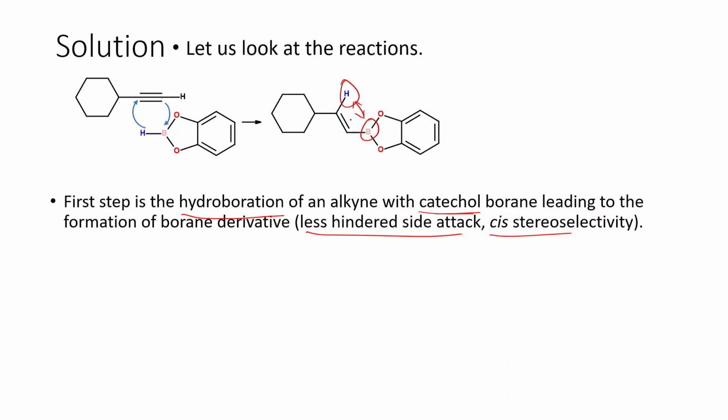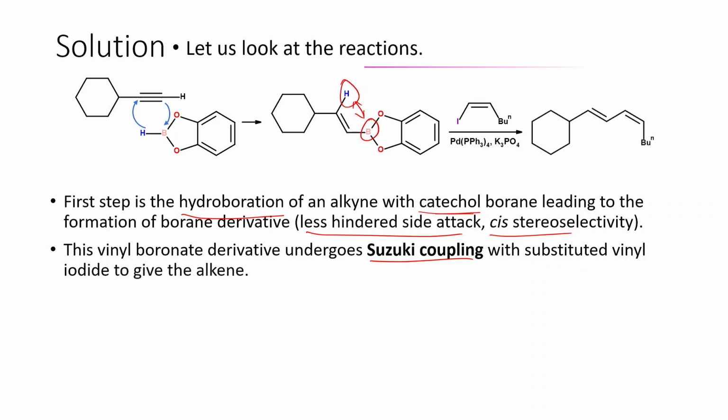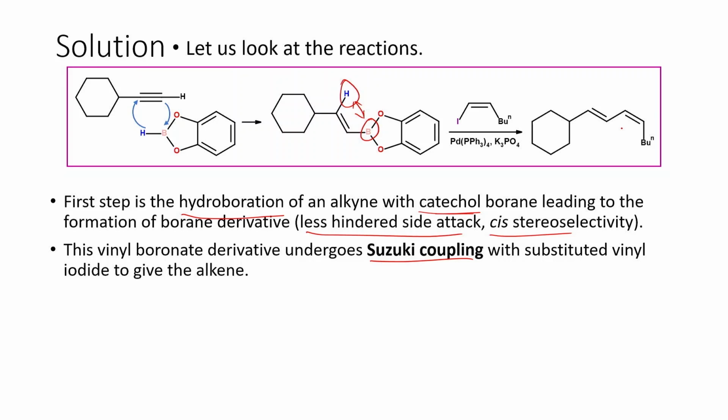So we end up with this particular borane derivative, and this vinyl boronate derivative undergoes Suzuki coupling, because any boronic acid or boron ester that we are using, that is what is basically the Suzuki coupling. And this undergoes reaction with the substituted vinyl iodide. So the final product that we get is the alkene.